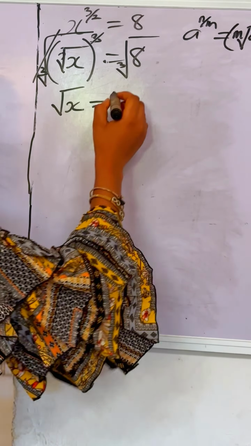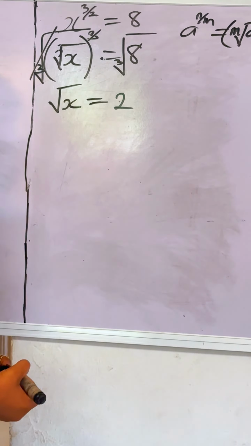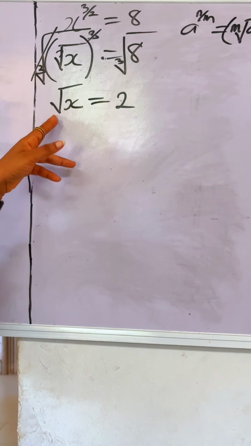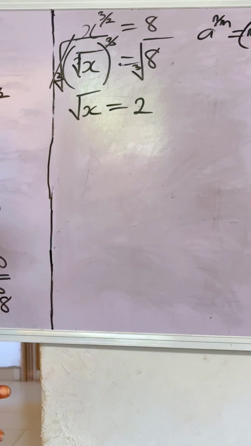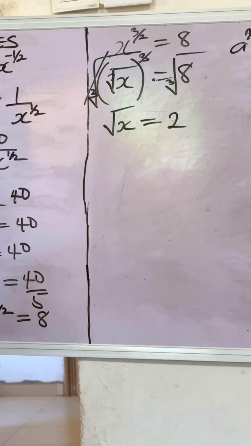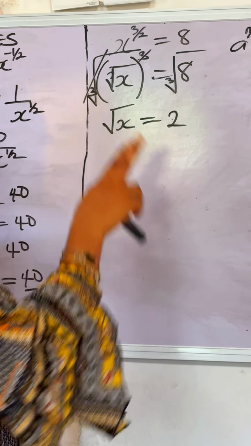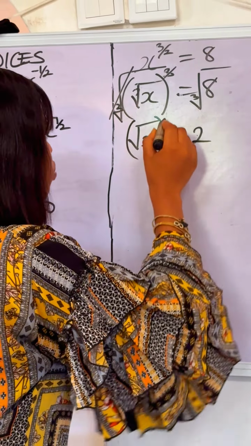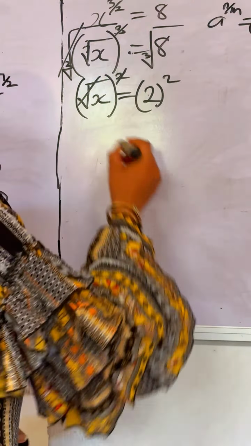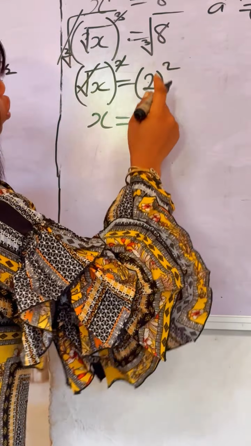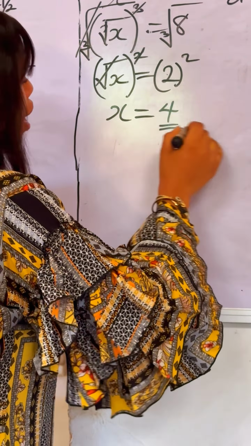The cube root of 8 is 2. Now we are left with square root of x. X is still not yet alone, so we have to get rid of the square root. And how do we get rid of the square root? Well, we will get rid of the square root by squaring both sides, so that the square cancels the root. So this gives us x equals 2 raised to the power of 2 gives us 4, and that's our final answer.